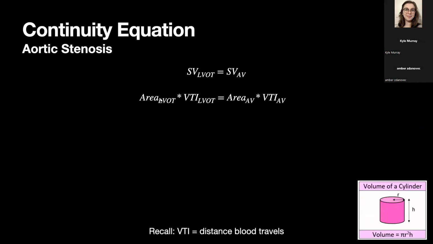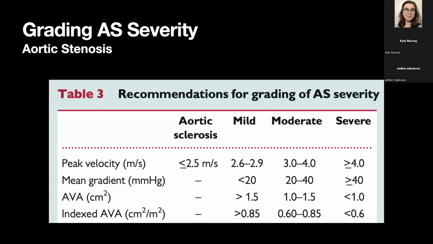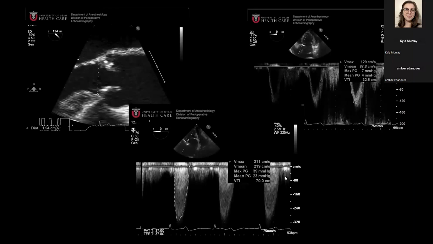All right, so we know area of the circle times height. Okay, we can take that even further. We know area of a circle is pi r squared, and we can actually measure the radius of the LVOT. And if you rearrange things, you get this big equation. It looks a lot scarier than it is, I promise. We'll go through an example next. But basically what you do is you can complete the chart. And as you probably remember, any valve area less than 1 is considered severe. You can also index it for BSA, body surface area. Okay, so let's go through an example of this.